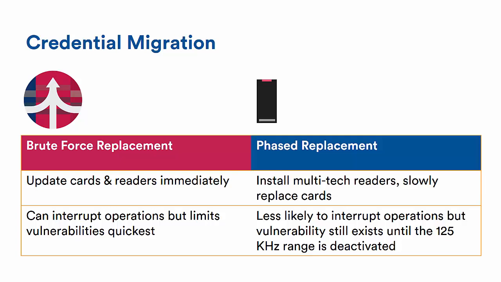Now, a phased migration involves replacing all 125 kilohertz readers with multi-tech readers capable of reading both frequencies. Then slowly replace cards department by department. Once all departments are migrated over, you deactivate the 125 kilohertz frequency to remove the vulnerability. Recall that OSDP allows you to send a command to all readers to deactivate the prox frequency.